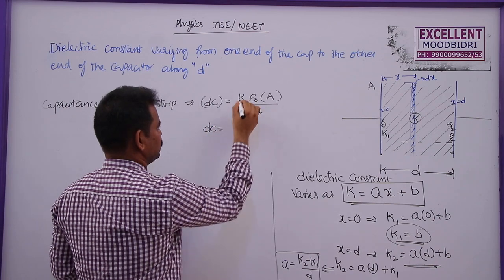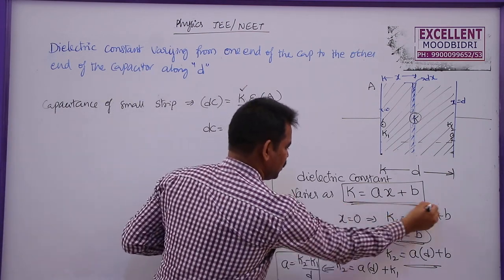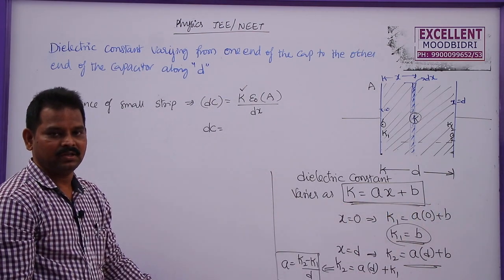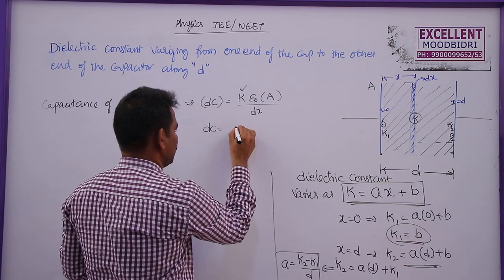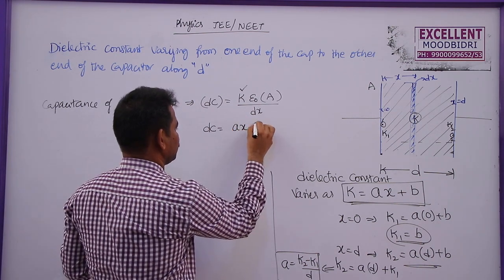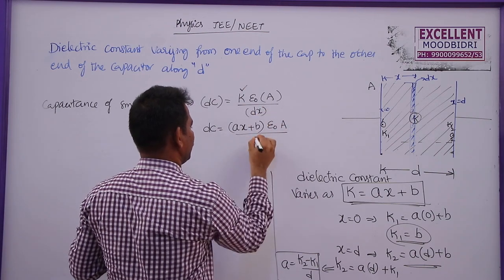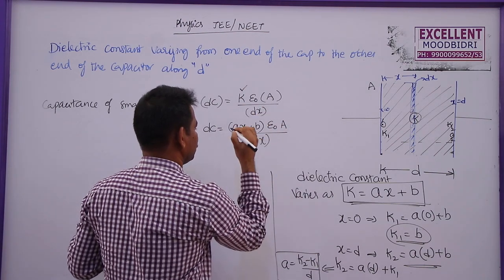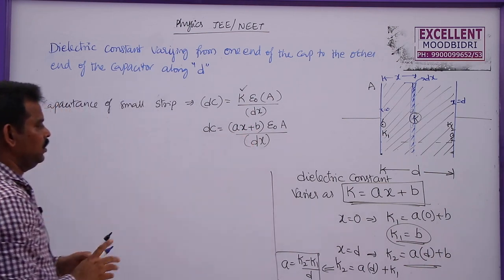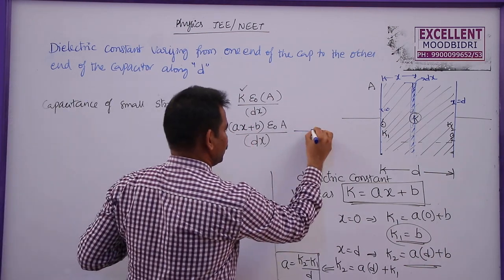Or you can substitute the K value also. dC can also be written as, what is K? It is given that K varies with the distance as AX plus B. So in place of K you write (AX plus B) into epsilon naught A by dx. So this I will take as equation 2.